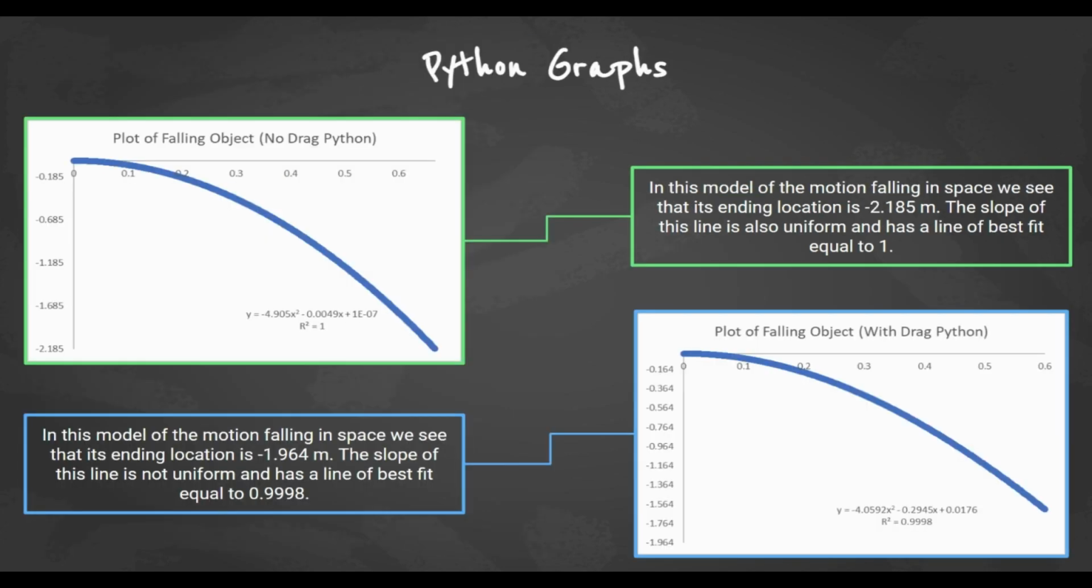And so here are the two graphs that we actually get from this. On the left, the object falling without drag, you'll see it falls to a position of 2.185 meters, and the line of best fit is equal to 1, meaning that it's a very smooth line. There's no confining factors on it, such as outside forces of gravity. And then on the right, we'll have the object falling with drag, and you'll see it actually ends up falling a lot less. The location it ends at is 1.964 meters, and the slope is not uniform due to the fact that it has other forces acting on it other than just gravity.